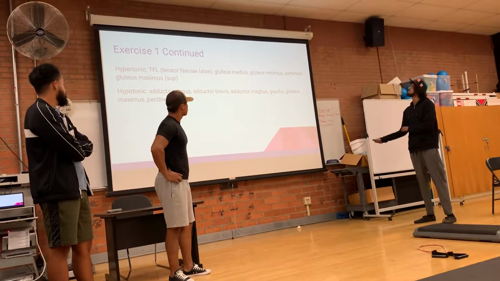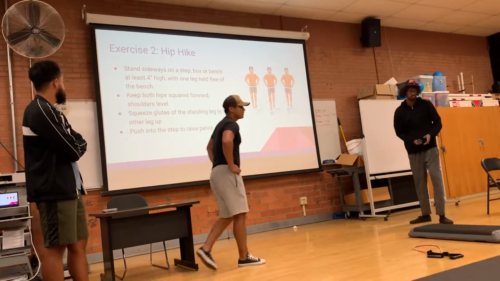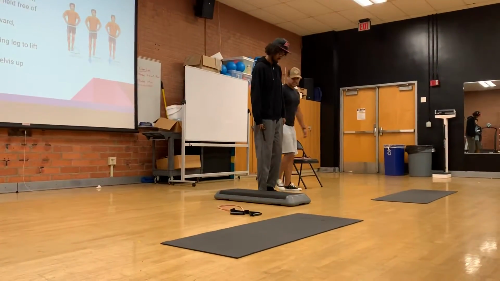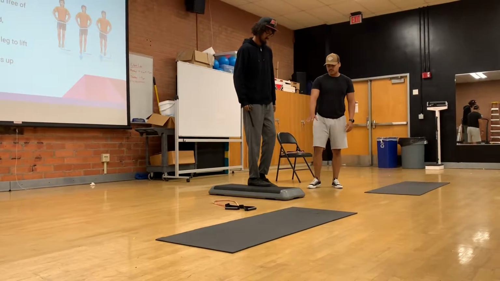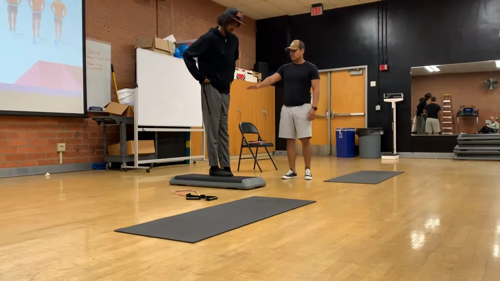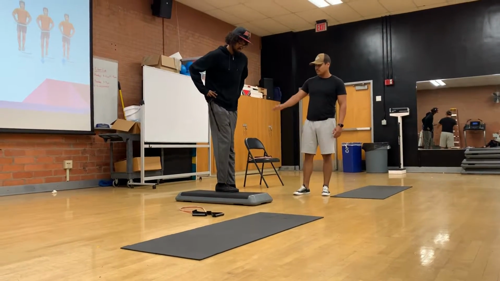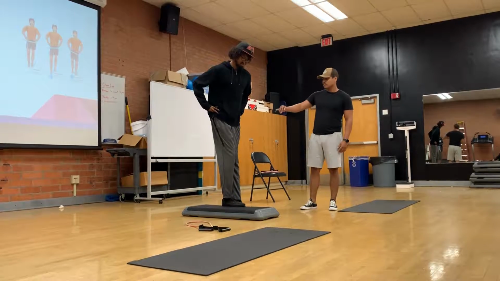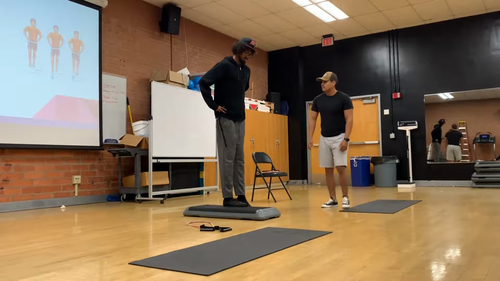So for our second exercise, we're going to do glute hip height. You're going to want to grasp something stable and stand on a step with one leg. It has to be 4 inches off the ground. You're going to have the other leg hanging off, with the hips squared, and you're just going to be dropping down. Make sure to keep that standing leg straight, and squeeze the glutes to push back up.